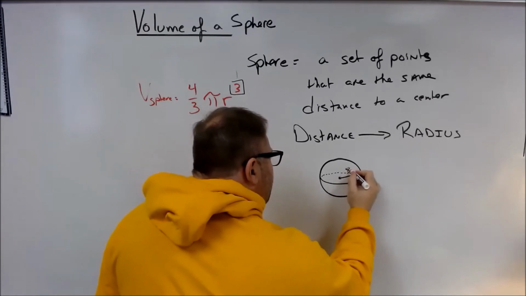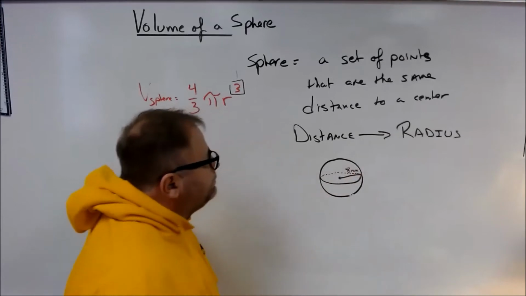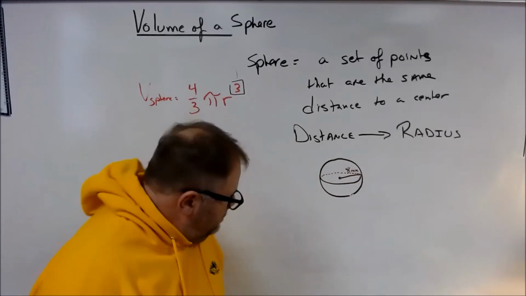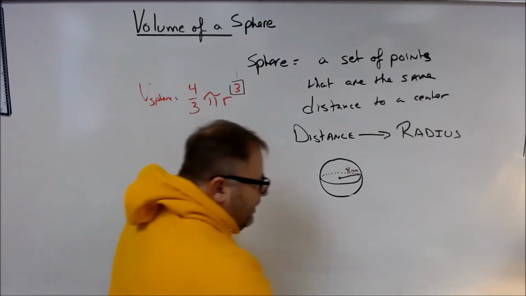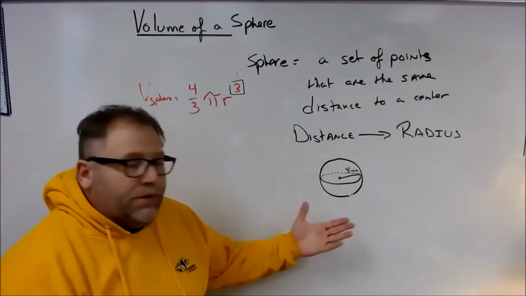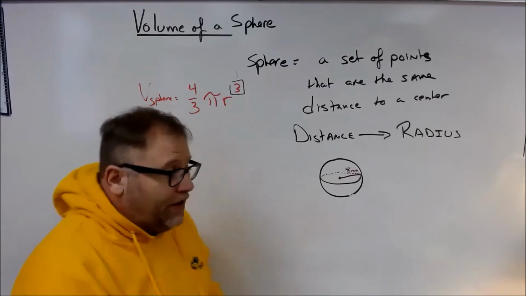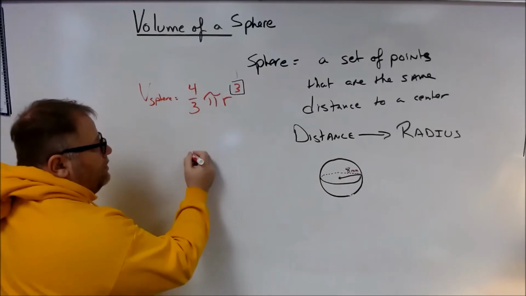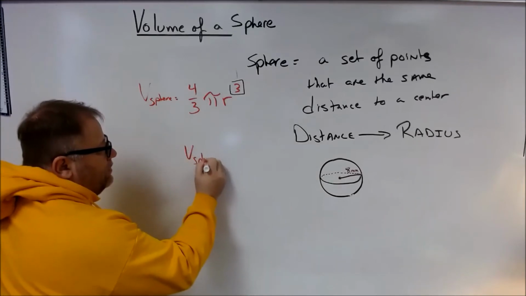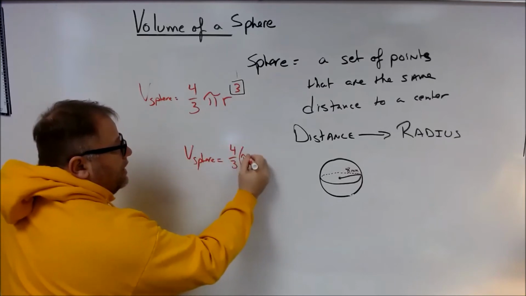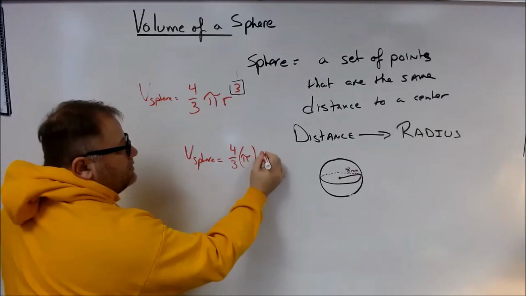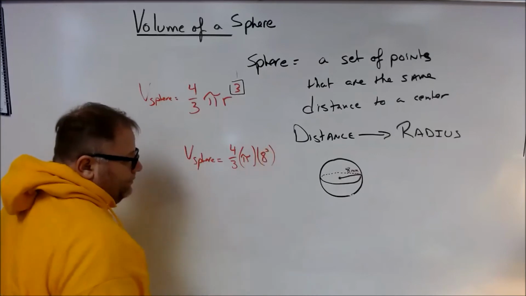Then I'm going to write 8 millimeters here. That's our radius. Once I get that on there, then I can find the volume of that sphere. To find that volume, I'm going to use my formula. Volume of a sphere is equal to 4/3 times pi times 8 to the third.